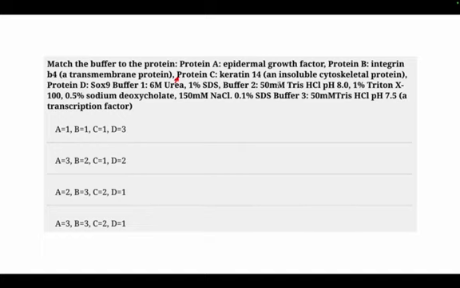Buffer 2 is 50 millimolar Tris, 1% Triton X, 5% sodium deoxycholate, and NaCl. We already discussed that Triton X is what we can use for integral membrane proteins because it is going to solubilize the protein. Right? So for B, we should select buffer number 2.